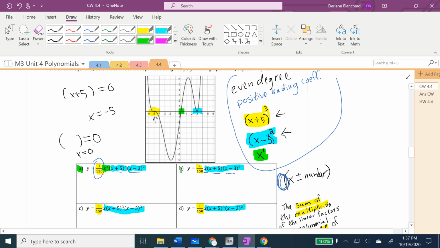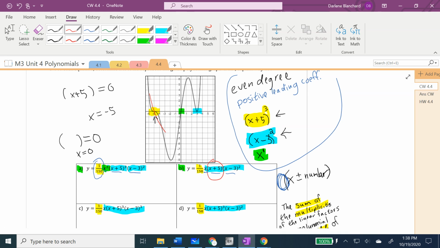Then let's go on to B. What is wrong with B for this being its graph? What is wrong with B? Right. That x plus 5 is not cubed. If x plus 5 was showing a multiplicity of 1, then it should be slicing through, not wiggling through.